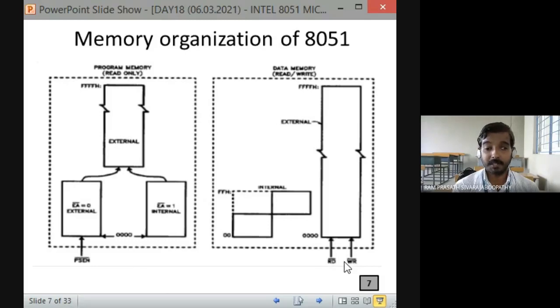If your microcontroller is accessing the external program memory, the PSEN bar signal is used. When it is accessing the external data memory, if it is a read operation, the RD bar signal is used. If it is a write operation, the WR bar signal is used. Is it clear? Yes.